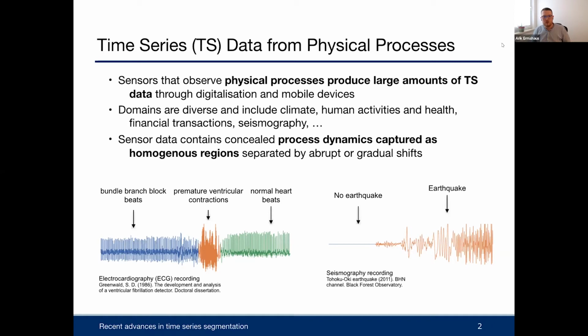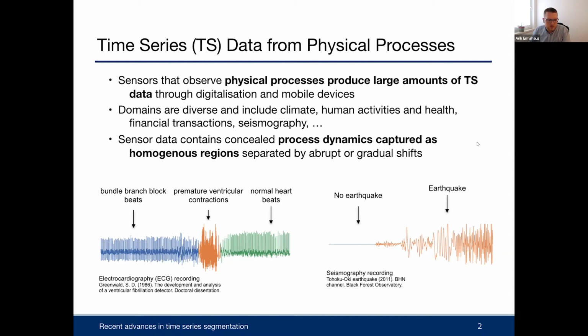Or when we want to do anomaly detection, we also typically want to find one homogeneous segment of the data in which we then localize anomalies. And to do all that, we first, of course, have to segment the time series from this long representation into smaller segments. And that's where time series segmentation comes in.